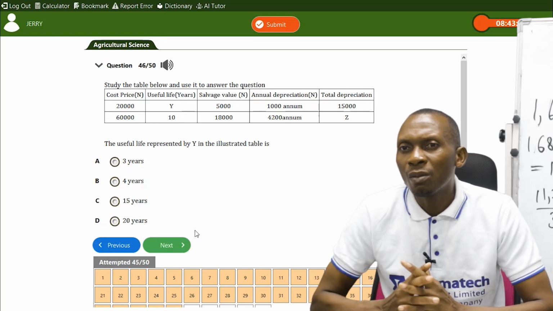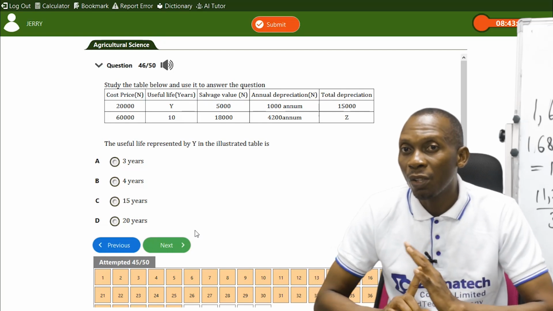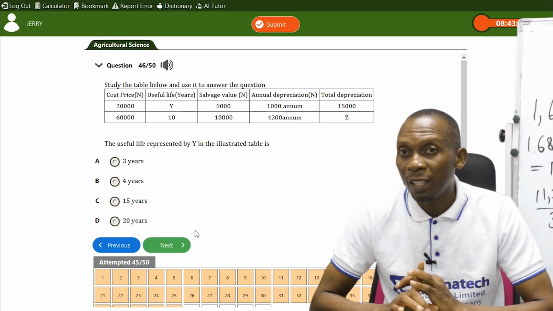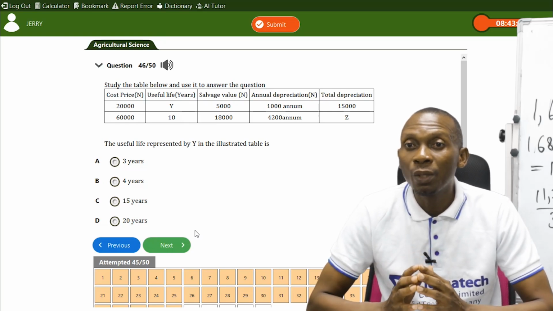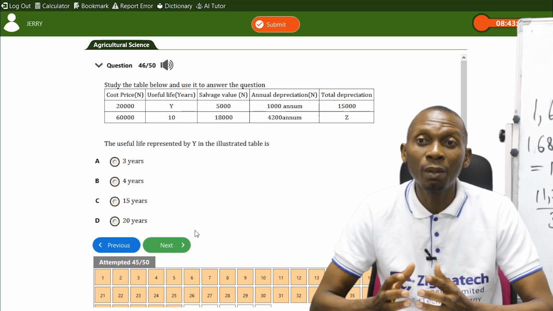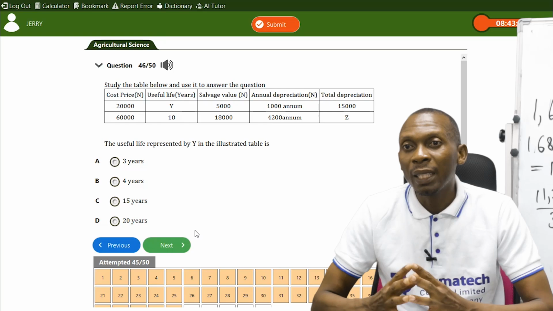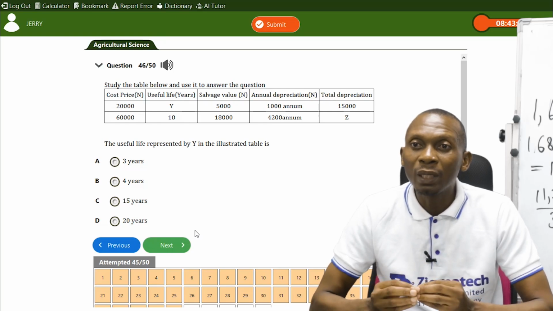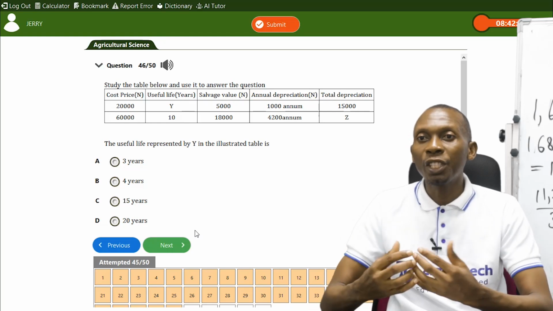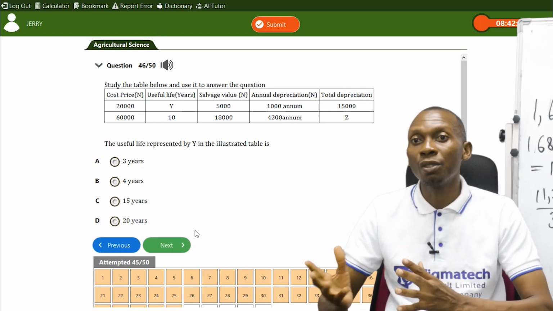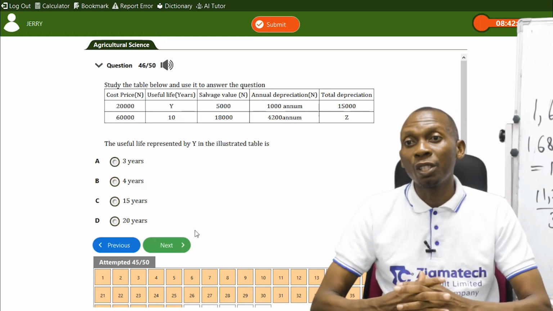Now from this table, we have been provided information of the cost price of the machine. We were not provided information of the useful life, that's for Y. Then for salvage value, which is the amount the machine or the implement is sold off after it has lost its value over some years. Then the annual depreciation is the value at which the machine depreciates on a yearly basis, and the total depreciation is the value at which it has depreciated over a period of years.